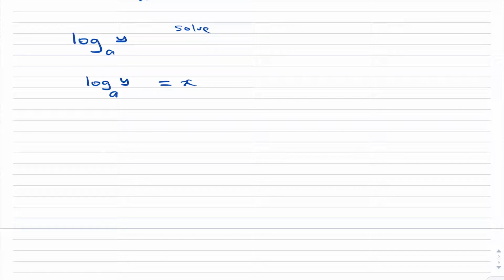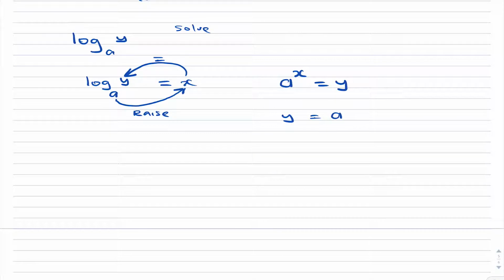Now what we now need to do is we need to raise a to the power of x, and that will be equal to y. So the answer, we're transforming the logarithm into exponential function. So that will be a to the power of x equals y. You can see a to the power of x is an exponential function. In fact, y equals a to the power of x. So that's an exponential function.